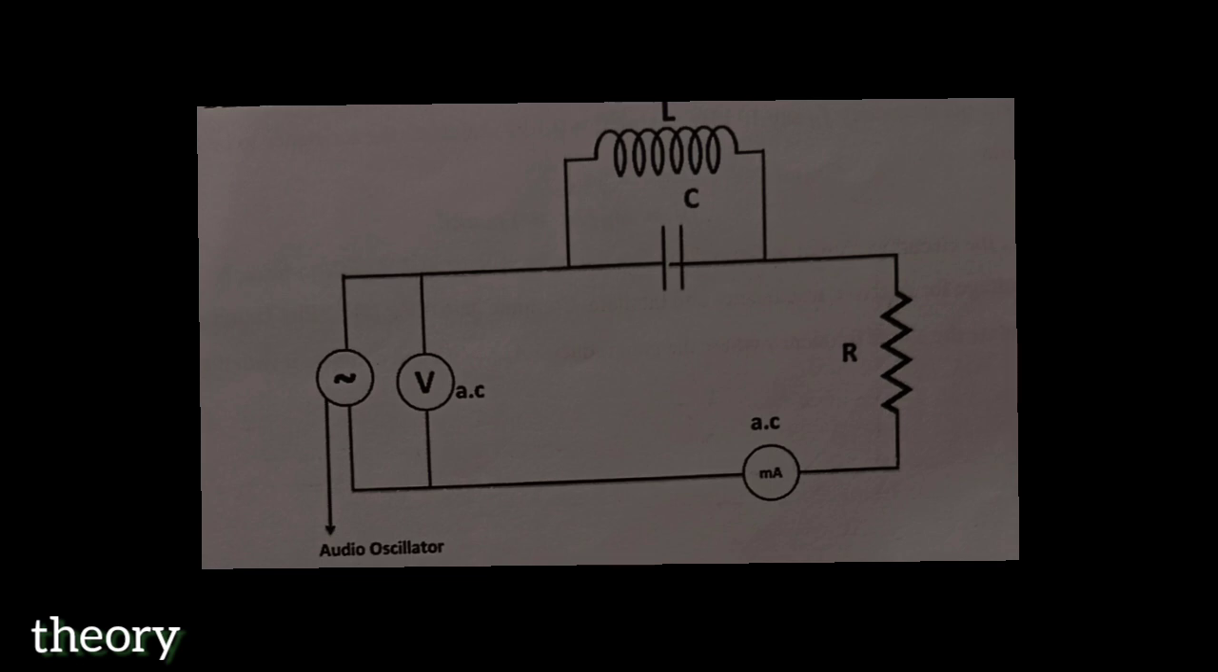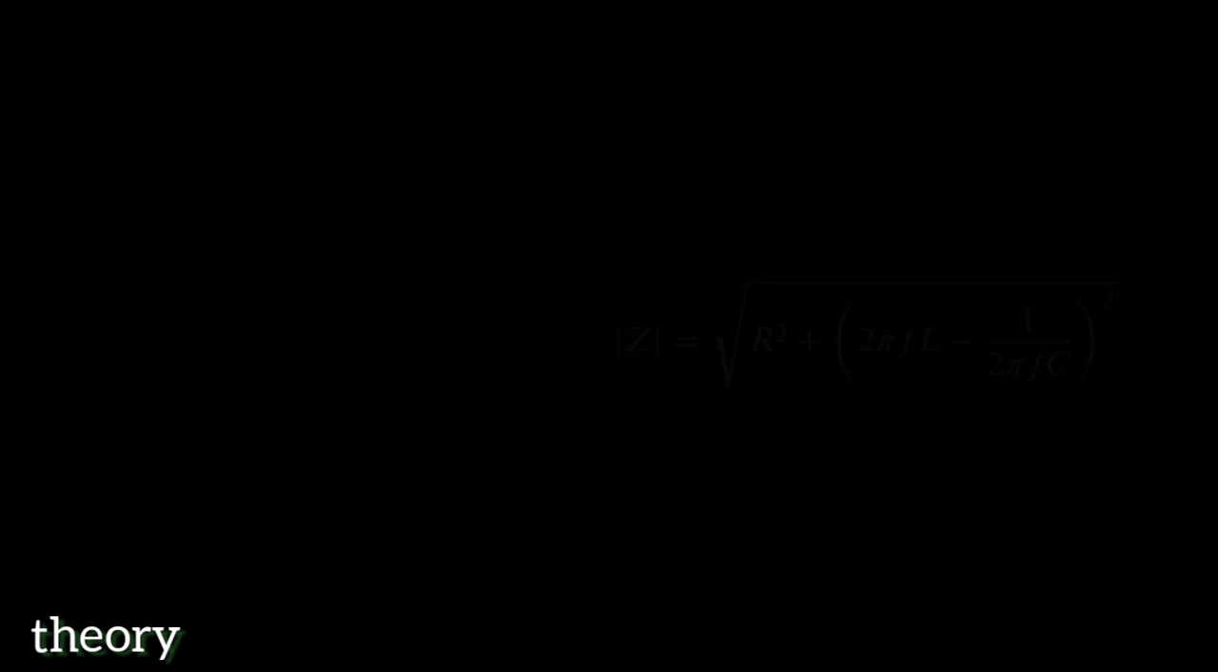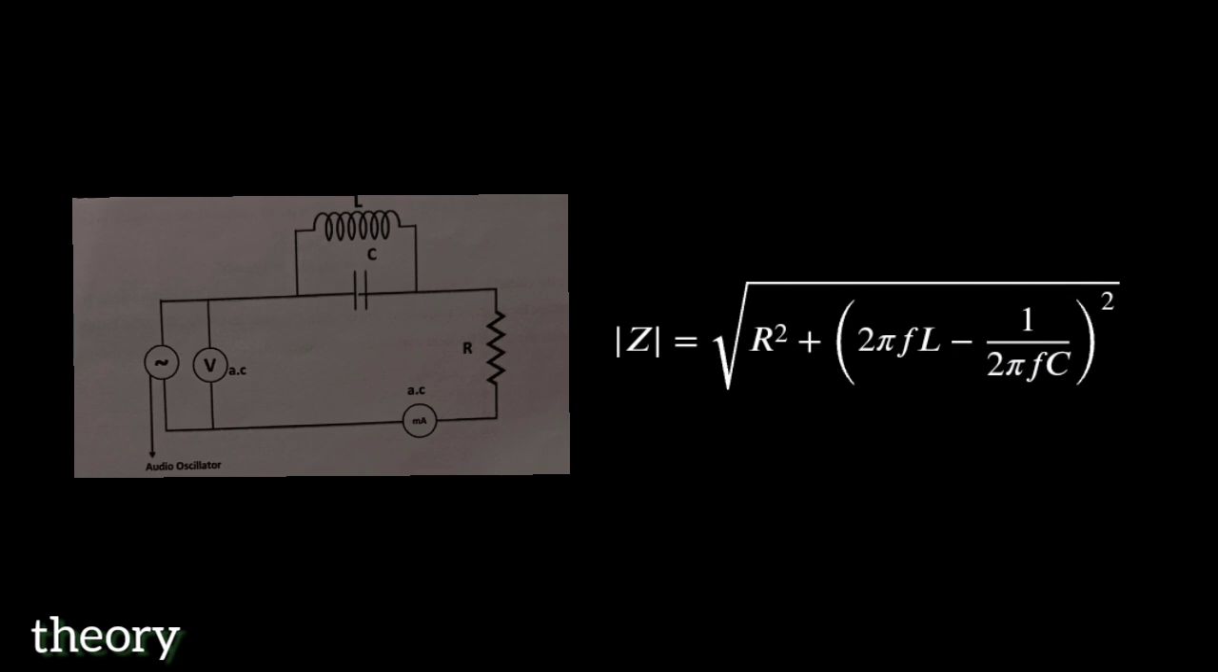Now let's talk about the principle. In your parallel LCR circuit, when you have the resistance in the inductance arm, the current in the inductance arm will be equal to the current in the capacitance arm. Because of this, your impedance, the net resistance offered to the circuit by the three components L, C and R, is maximum in the parallel LCR circuit, because of which the current through the circuit is minimum.